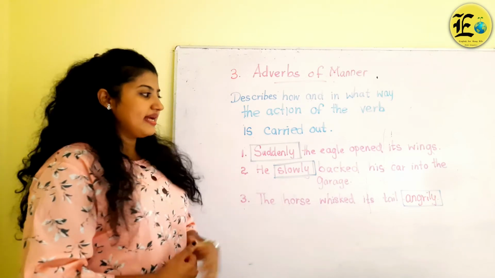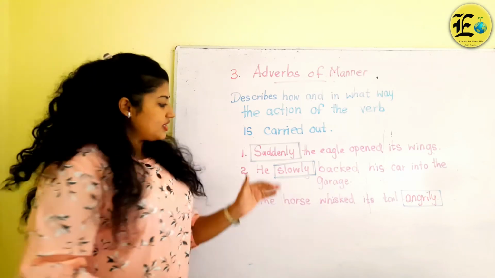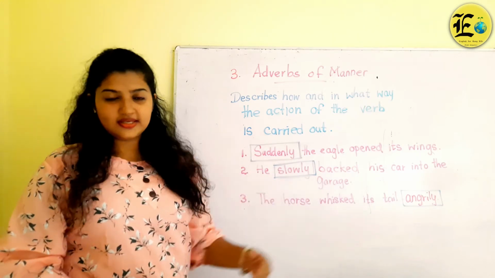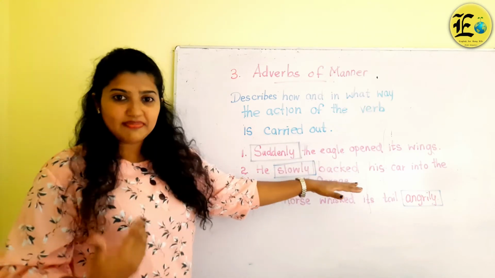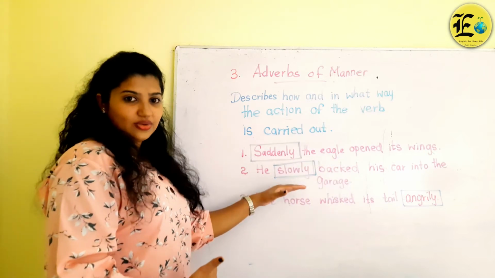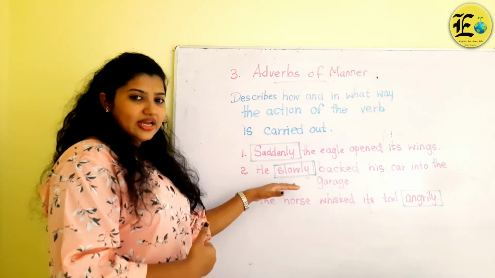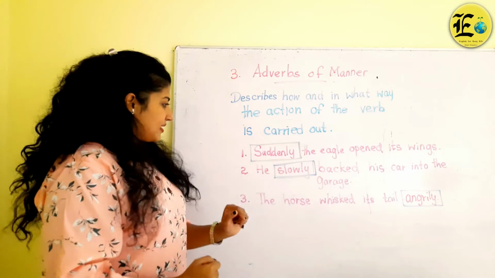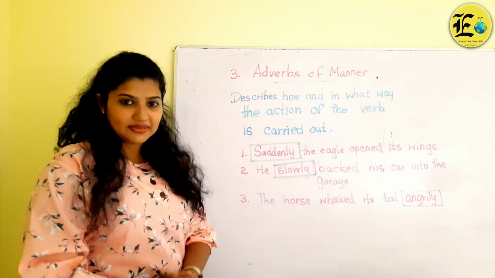He slowly backed his car into the garage. So how did he back his car? It was slowly. There again, this describes the manner of the action. That means how the action happened.